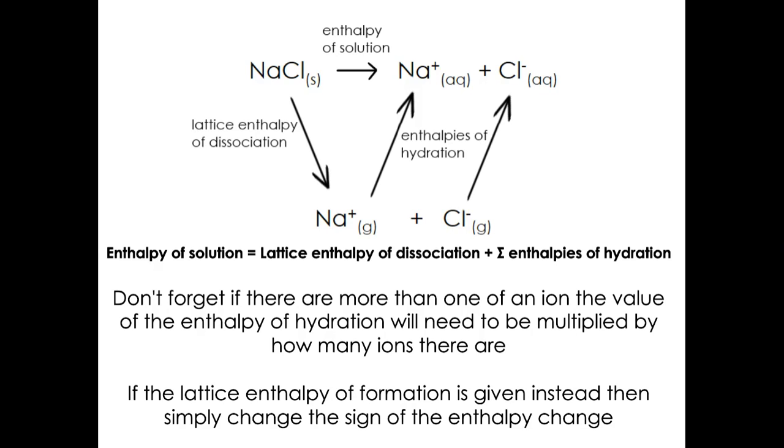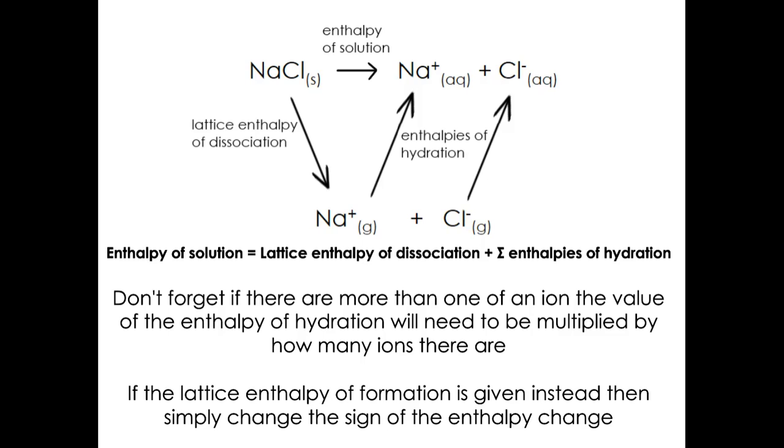Using that Hess cycle, we can then write an expression for the enthalpy of solution, which is the lattice enthalpy of dissociation plus the sum of the enthalpies of hydration. Because if you remember, with Hess's law, if we're going in the same direction as the arrow, we add it. So going from NaCl as a solid towards the aqueous ions, we go along the lattice enthalpy of dissociation arrow, so you add it, and then you go along the enthalpies of hydration arrows, so you also add those.